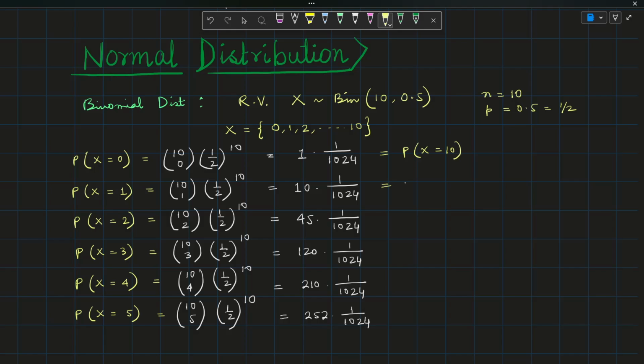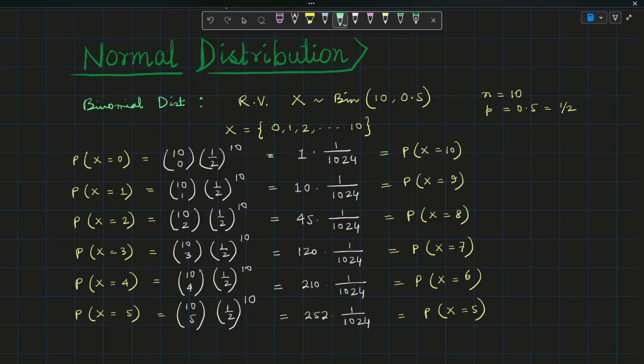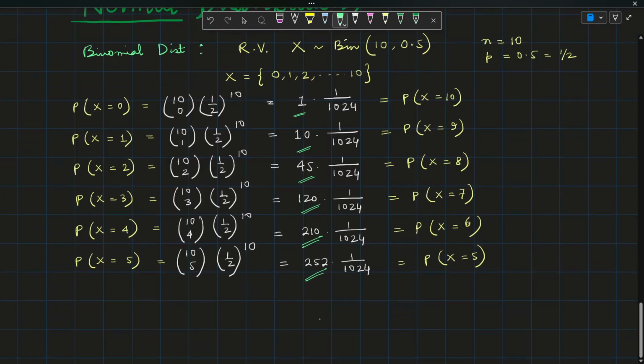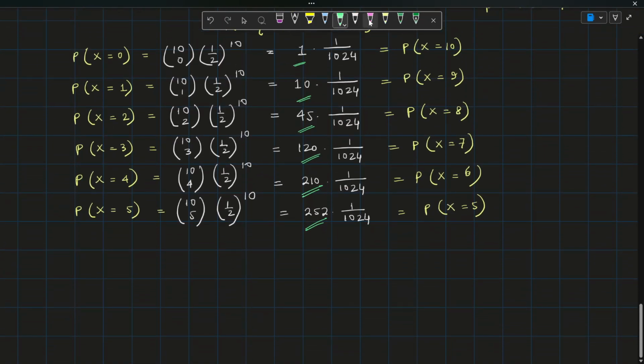So also note that probability x equals 0 is the same as probability x equals 10. Likewise, x equals 1 is the same as x equals 9. And at the end, probability x equals 5 is of course equal to probability of x equals 5. Now observe that apart from the factor 1 by 1024, the probability of x equals 0, 1, 2, 3, 4, 5 increases as we go from 0 to 5.